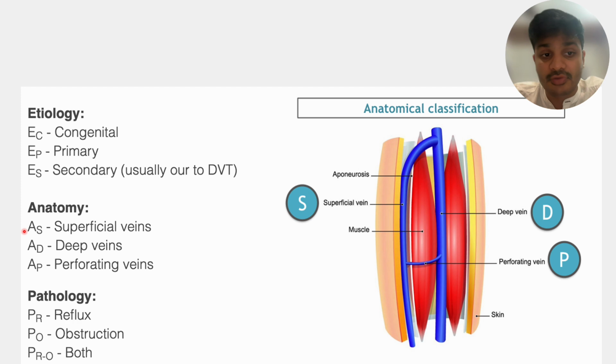And in anatomy, varicose veins can involve superficial veins, deep veins, and perforator veins. There is also something called deep venous incompetence, where the valves of the deep system, that is the CFV, SFV, and popliteal vein, are damaged and show incompetence. So here you will have reflux when you keep the probe on the CFV, SFV, and popliteal veins. And in pathology, you have reflux, obstruction, or both.